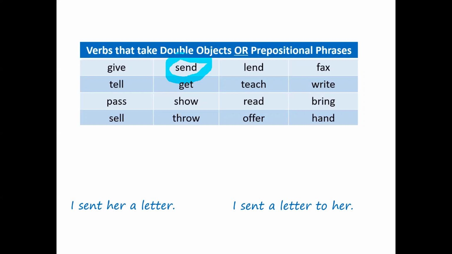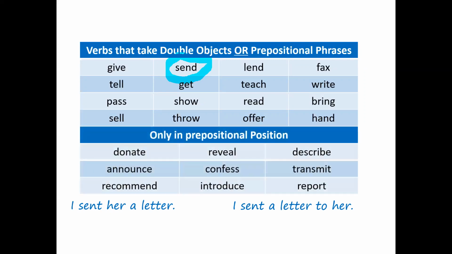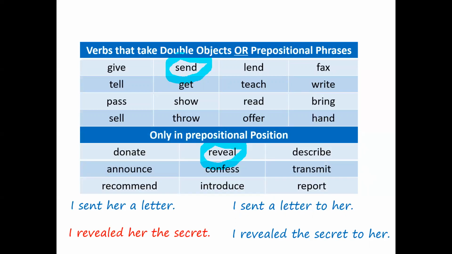However, there's one more category of verbs that can be used in SVOP, but not the SVOO pattern. Now, if we look, for example, at the verb reveal, we can say the sentence, I revealed the secret to her, but we cannot say, I revealed her the secret. Isn't grammar fun? So that's it for the 7 sentence patterns.